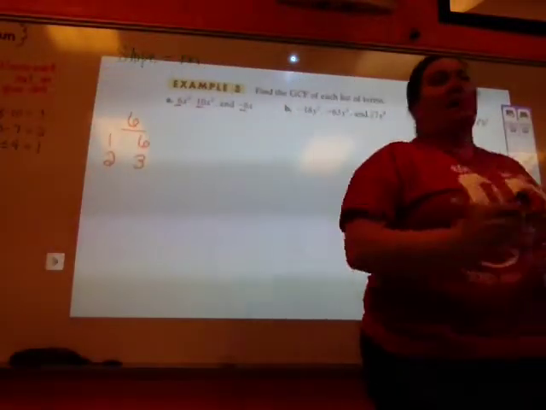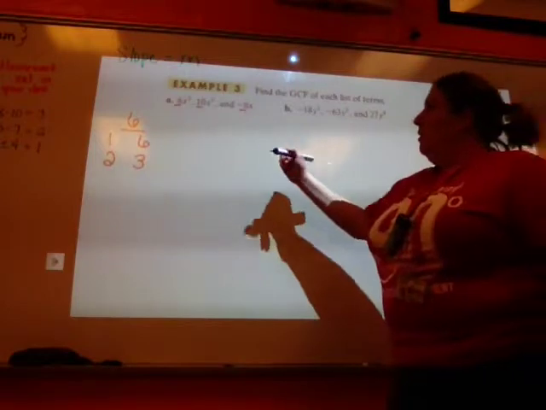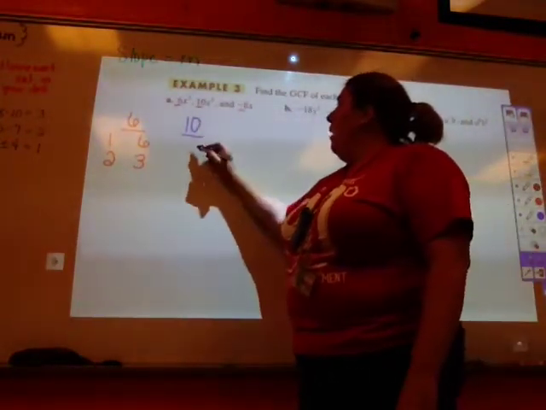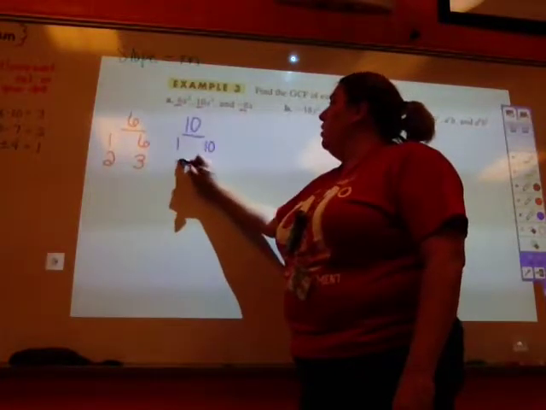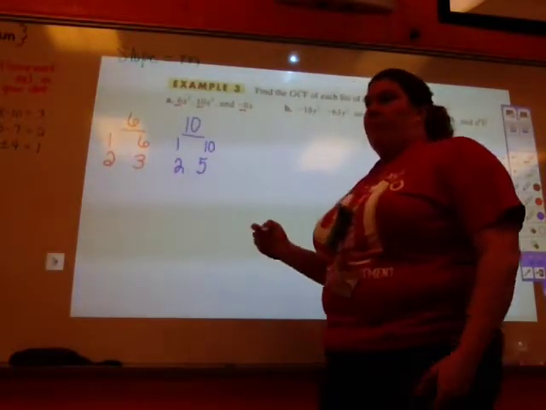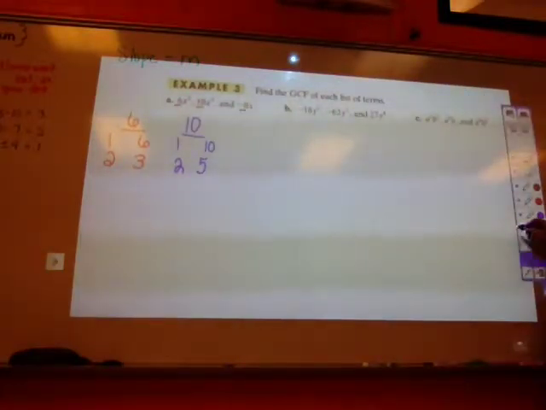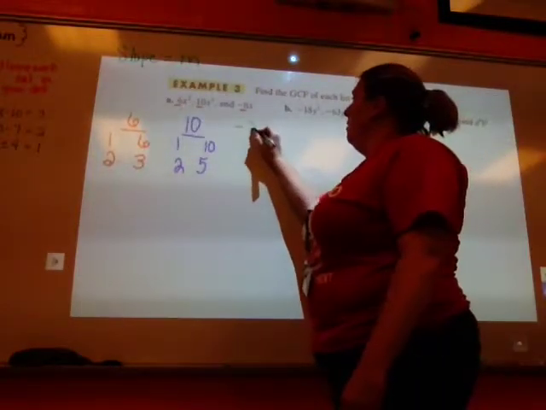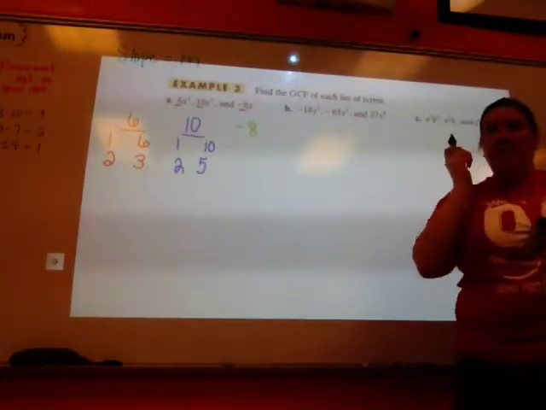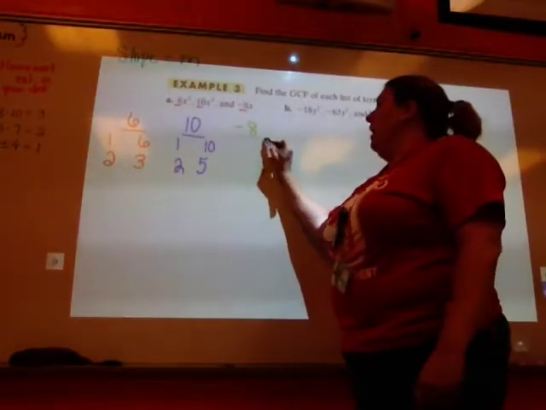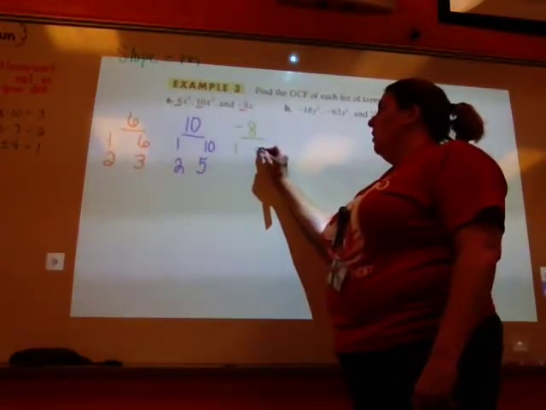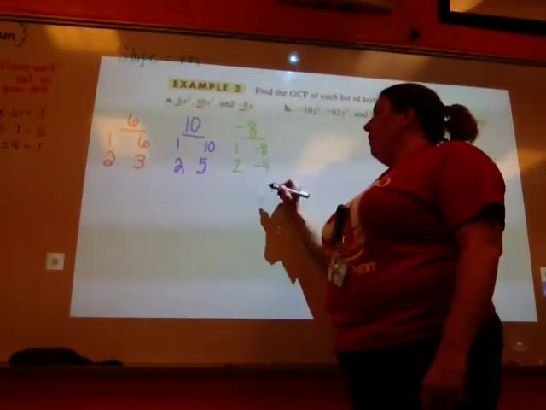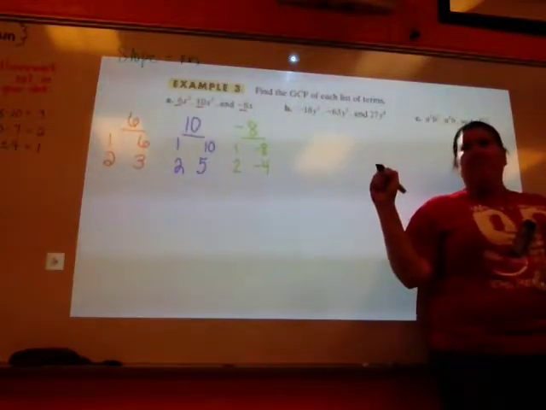So then I'm going to work with my factors of 10. So that's going to get me what? 1 and 10, 2 and 5. That's pretty much it. Everybody agree? And then I'm going to work with my factors of -8. Which can be what? 1 and -8, 2 and -4, 3, 4.